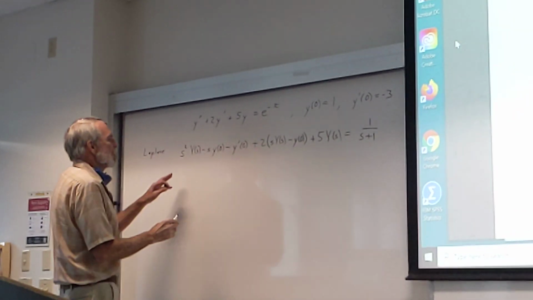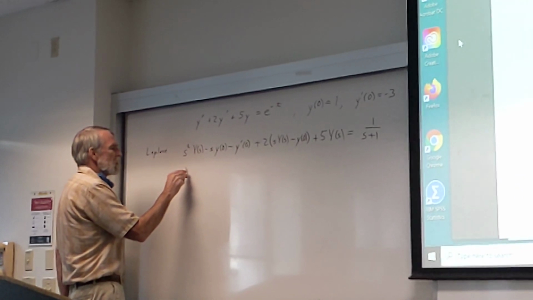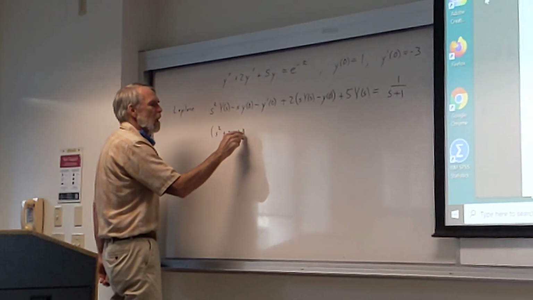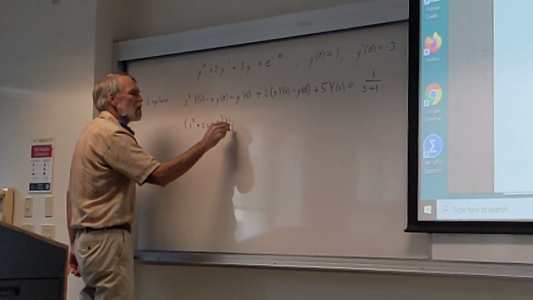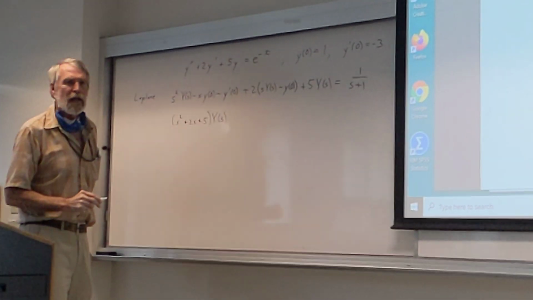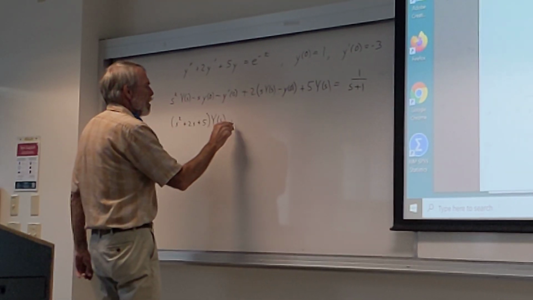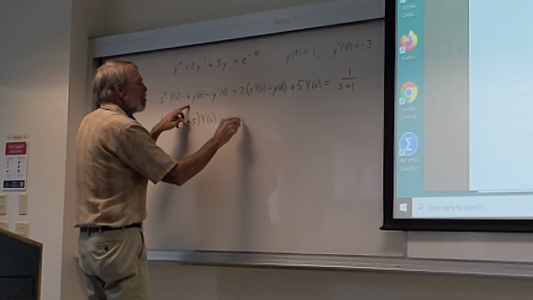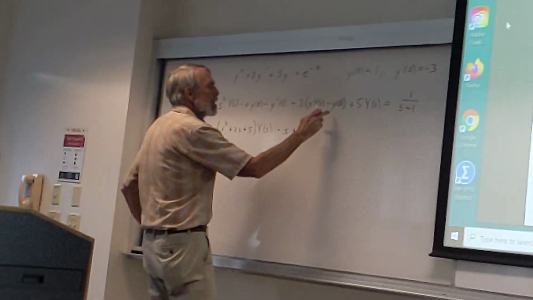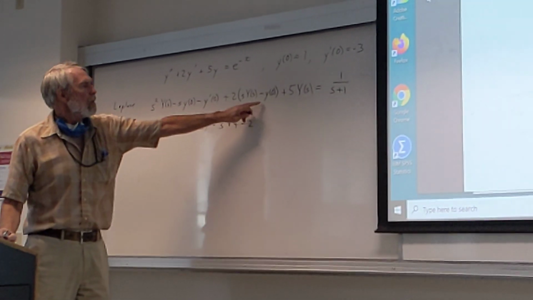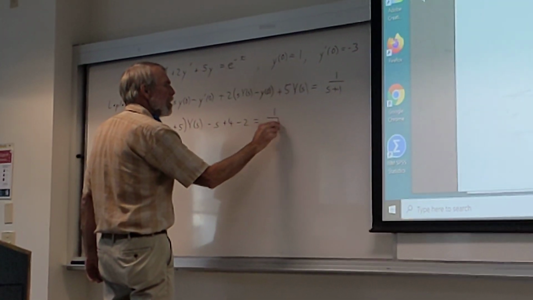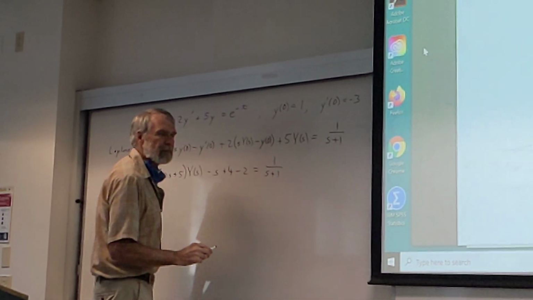All right. So now we can see we're going to get s squared plus 2s plus 5 all times this Y of s. Right? Then we're going to get minus s from here. Here we're going to get plus 4, and here we're going to get minus 2. Right? 2 times this one. And that's going to be equal to 1 over s plus 1.